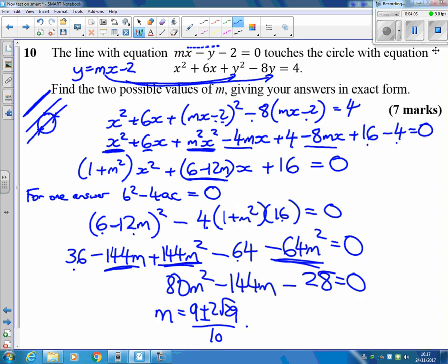Leaving your answers in exact form, okay, that's telling me this probably is right. I don't want to get the decimal version of that. So if I change that to a decimal, it's not exact anymore, and I won't have the full marks. There you go.